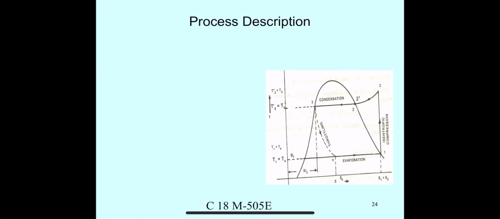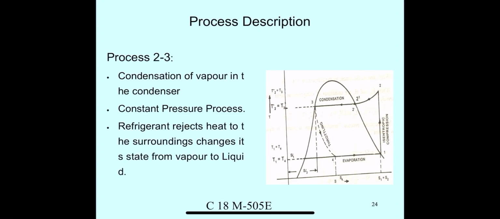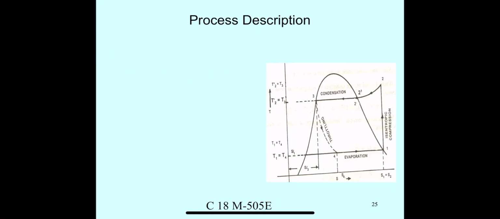Next, the 2 to 3 process is the condensation process, the condensation of vapor in the condenser. In this constant pressure process, the refrigerant rejects heat and changes its state from vapor to liquid.